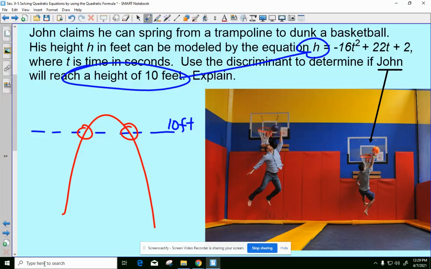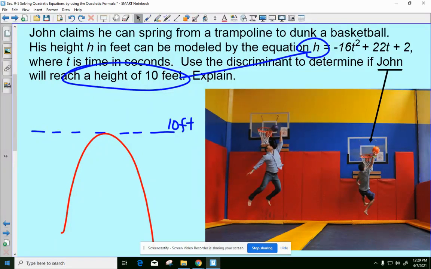So how do you only hit it once? How do you only hit 10 feet one time? Not that you don't jump high enough, you don't go higher than 10 feet. So graphically, it might look like that, where he just got to 10 feet, right?